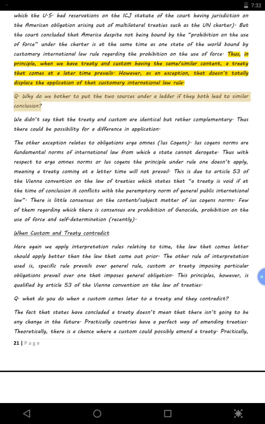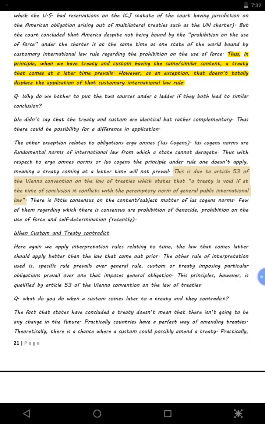Why do we bother to put the two sources under a ladder if they both lead to similar conclusions? We didn't say that the treaty and custom are identical but rather complementary. Thus, there could be a possibility for a difference in application. The other exception relates to obligations erga omnes, jus cogens. Jus cogens norms are fundamental norms of international law from which a state cannot derogate. Thus, with respect to erga omnes norms or jus cogens, the principle under Rule 1 doesn't apply, meaning a treaty coming at a later time will not prevail.